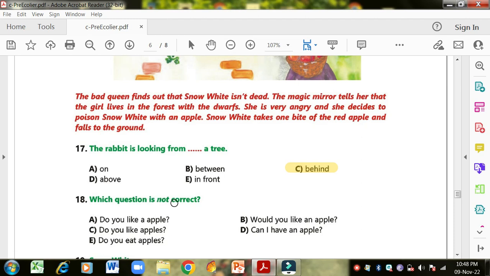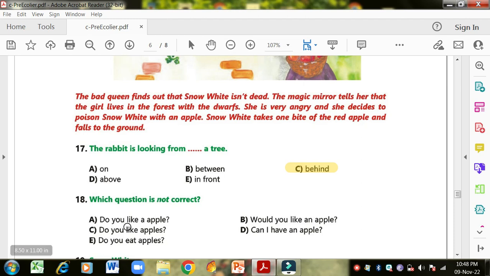Number 18, which question is not correct? Now I told you before what is the sequence. How do we write the question? First, if you have a WH question, then we will write the question word like what, where, when, why. If you don't have it, then we start it with a helping verb, then subject, and then verb, and then object. So see the question, which question is not correct? You have to find one. All the questions are correct except one.